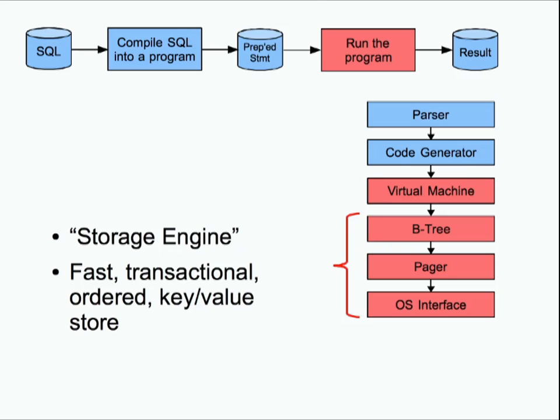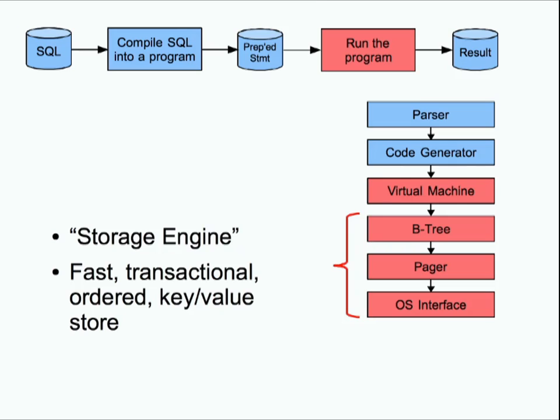I got a question. I'm not from Facebook, don't shoot me. So the thing is, can you plug a different engine in there? All right, so the question is, can we plug a different engine in there? It's not really designed for that. The interface between the virtual machine and the B-tree is not an API. It changes from release to release, but companies do this.